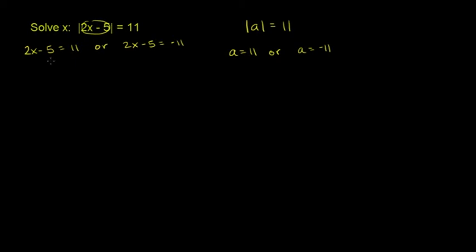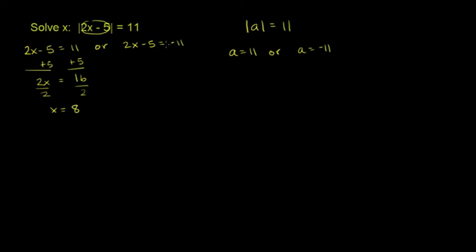Now let's just solve each of these equations. Over here, we can add 5 to both sides of this equation. We get 11 plus 5 is 16. 2x minus 5 plus 5 is just 2x. 2x is equal to 16. Divide both sides by 2. We get x is equal to 8.